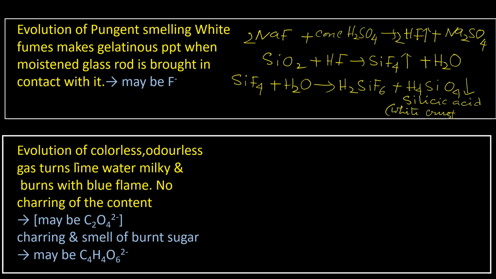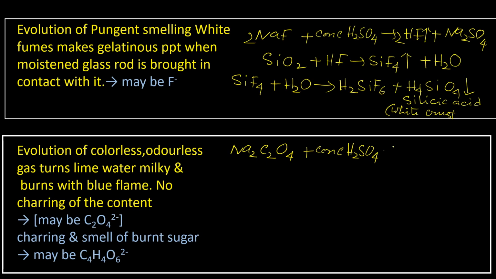So coming to the next one, evolution of colorless, odorless gas turns lime water milky and burns with a blue flame. That means two observations: the gas is burning with a blue flame and the coming out gas makes lime water milky, and no charring of the content is clear, then it may be oxalate. See what is happening. We take oxalate salt, Na2C2O4, plus your concentrated sulfuric acid.